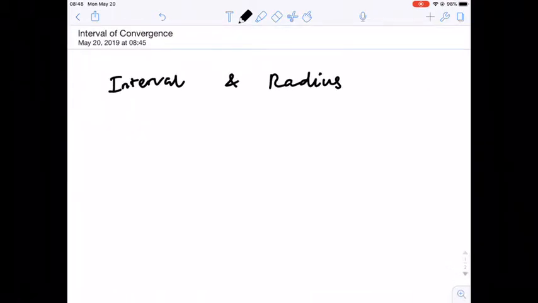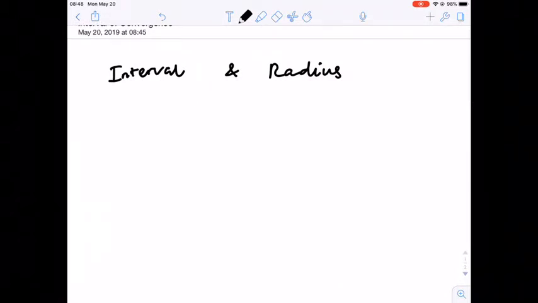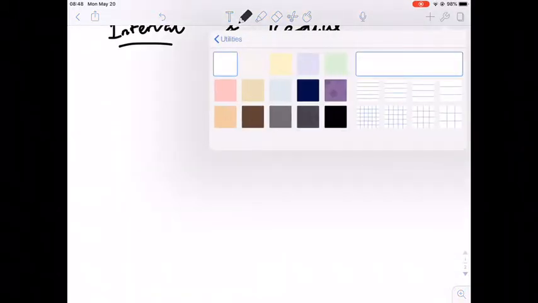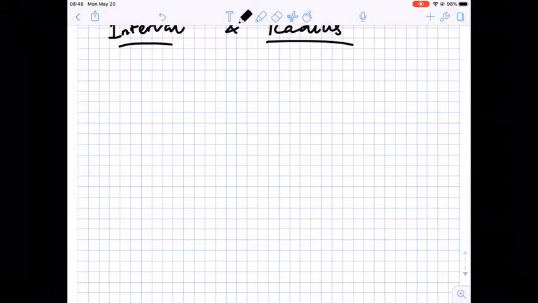So on the test, usually they will differentiate between these two terms, the interval part and the radius part. I will tell you more about these two terms when we actually do an exercise down here. So the first exercise that I want to show you is find the interval of convergence for this equation.